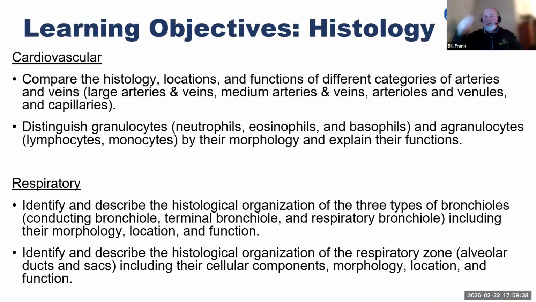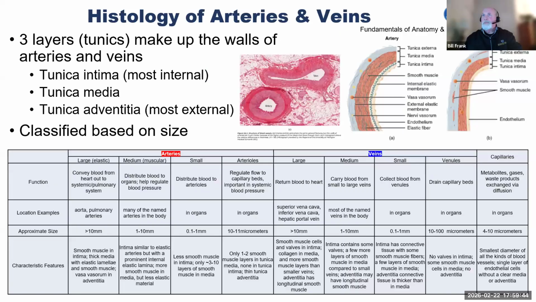Okay, so we're going to shift gears a little bit and get into a little bit of histology for the cardiovascular and respiratory system. The histology of arteries and veins are similar in that they have three layers or tunics, which make up the walls of arteries and veins. There's an internal part, which is the tunica intima, the tunica media, and then the tunica adventitia or externa, which is the outer portion. And these are going to be classified by size and characteristics. And we can see this very nice chart of the arteries and veins and then the capillaries.